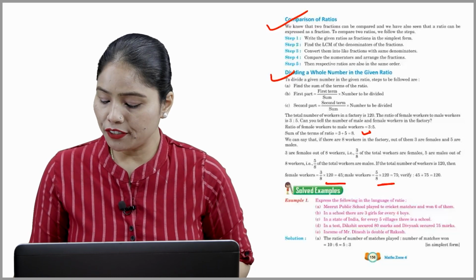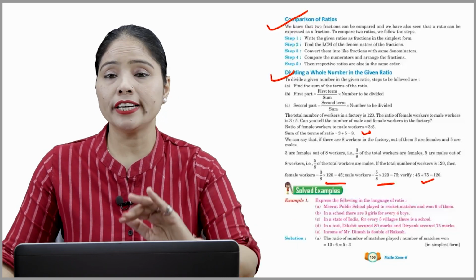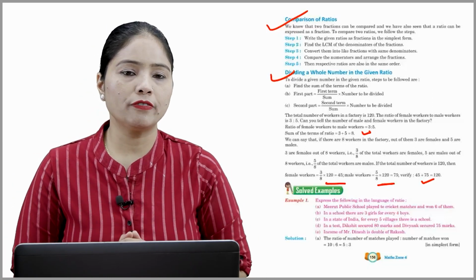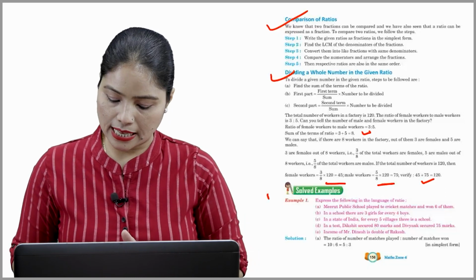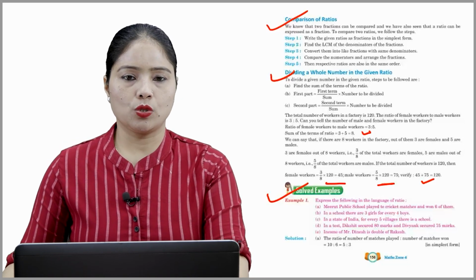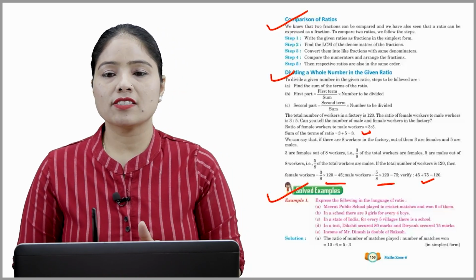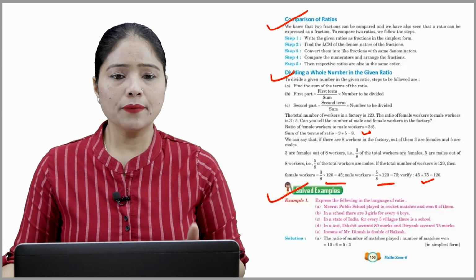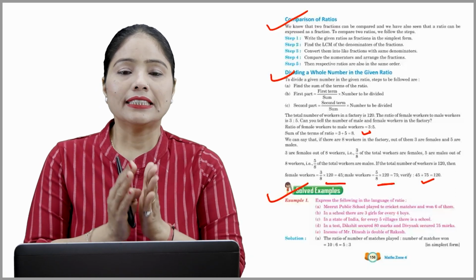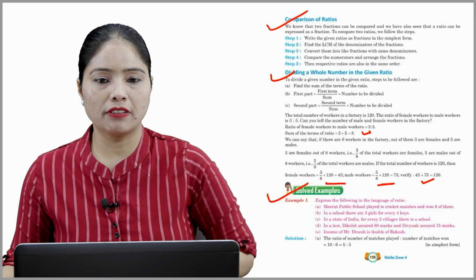Now verify. 45 को 75 से plus करोगे तो हमारा answer आ जाएगा 120, which is already given. Okay, so this is how we do these kinds of sums. I hope you understood well. Now solve examples. Example number 1. Express the following in the language of ratios. First, Meerut Public School played 10 cricket matches and won 6 of them. The ratio of number of matches played to number of matches won कितना है 10 raised to 6. Simplify करने पे हमारा बनेगा 5 raised to 3.